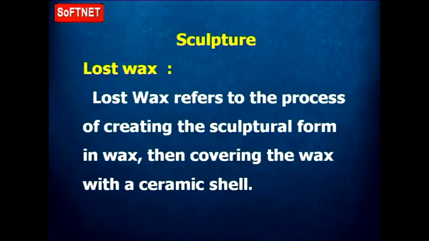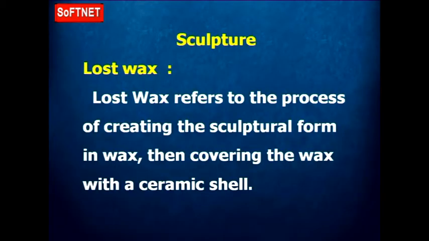Another type of casting which is used across the regions is the lost wax method. It is traditionally an Italian method, but with relative differences, this method is used in different regions, and even in India it is used by different artisans. For example, Chola bronze casting is one of these ways of lost wax methods. It refers to the process of creating the sculpture from wax, and then covering it with a ceramic shell, right?